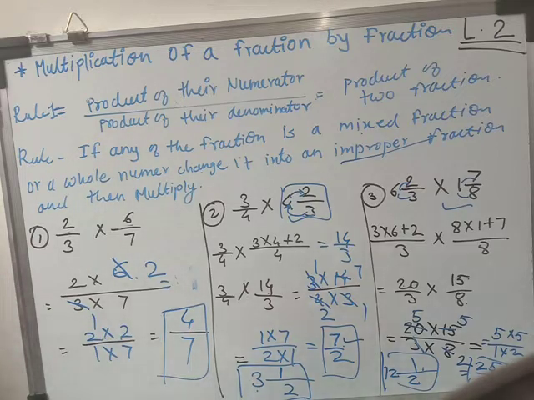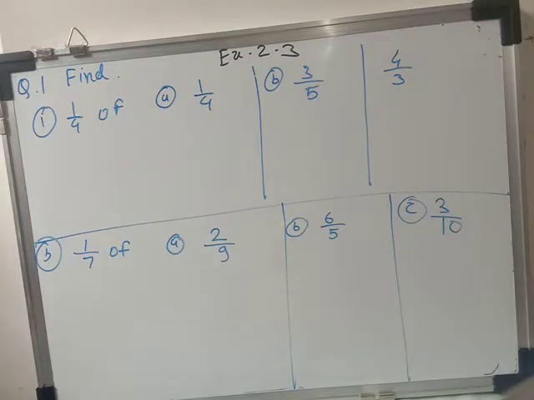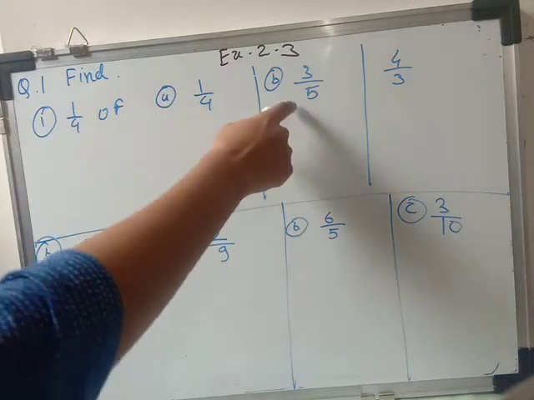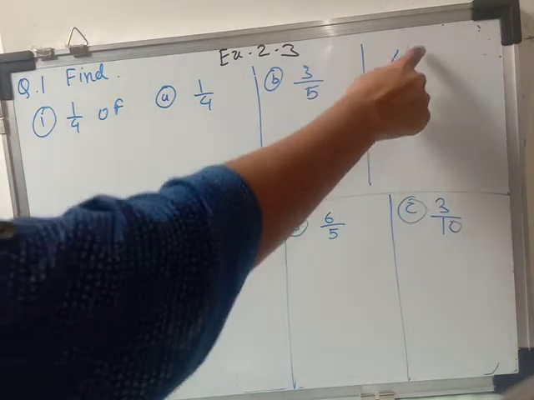Let's solve the exercise. The next exercise is 2.3, which is very simple. Some questions I will solve, some questions you have to solve as homework. Now exercise 2.3, students, and first question is find: a, 1 upon 4 of 1 upon 4, b, 3 upon 5 and 4 upon 3.